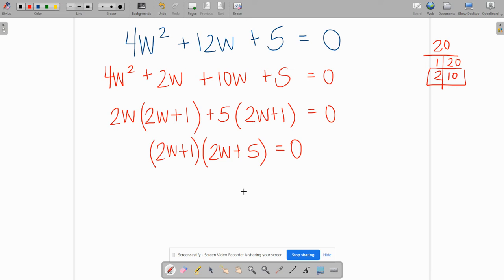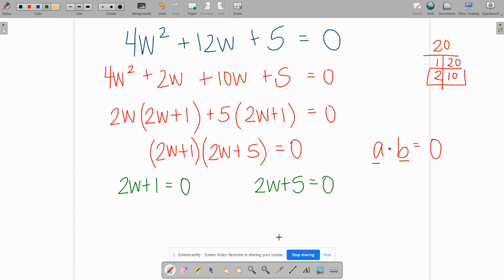The reason that solving by factoring works is because we have something called the zero product property. That's if you have two things multiplied together that equal 0, that means one of those two things has to be 0. So in order to figure out what value of w would make this equation equal 0, we are going to set each factor individually equal to 0 and solve. So 2w plus 1 might equal 0, meaning this factor is 0, so 0 times this is 0. Or maybe this quantity, 2w plus 5, equals 0.